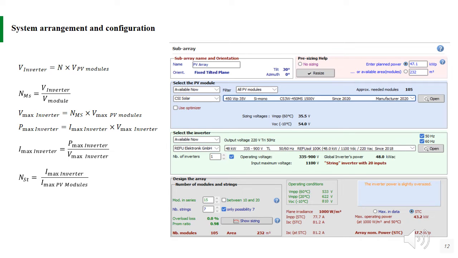The series and parallel arrangement of panels in a solar project is done in such a way that the input voltage and power parameters of the inverter are met. The following formula and calculation are commonly used to achieve this goal.